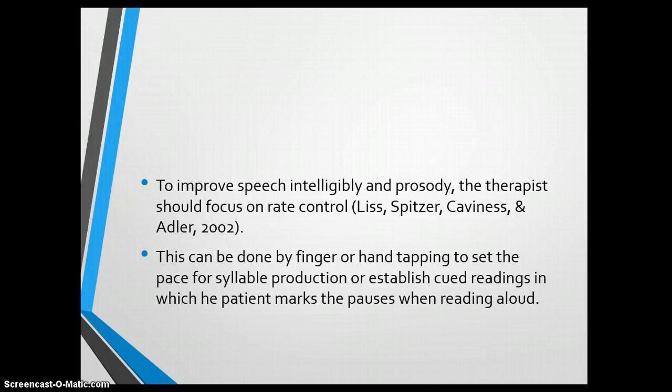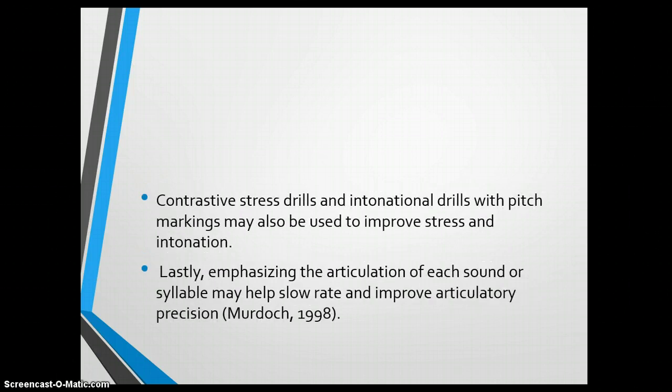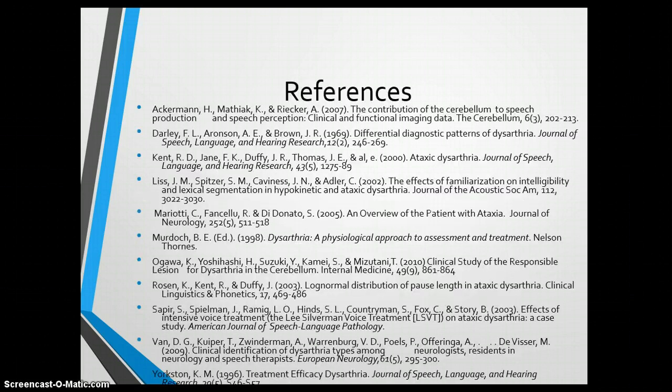There are also some other ways to improve speech intelligibility and prosody, so the therapist should focus on rate control. This can be done by finger or hand tapping to set the pace for syllable production, or establish cued readings in which the patient marks the pauses when reading out loud. There's also contrastive stress drills and intonation drills, and also articulation of each sound syllable may help slow rate and improve articulatory precision. Thank you.